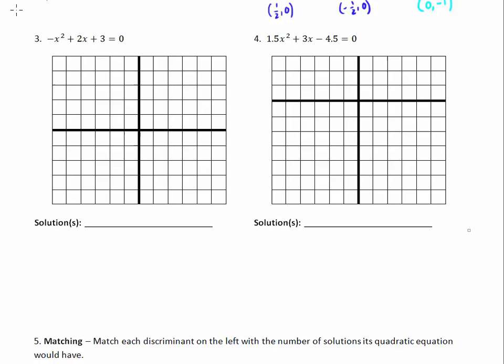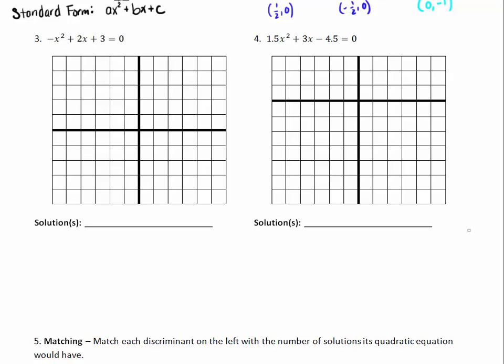So standard form is when our equation is written in the following format: ax squared plus bx plus c. They don't have to be x's. They could be any letter you want. In both these cases they are x's, but they could be k's, they could be l's. It doesn't really matter.